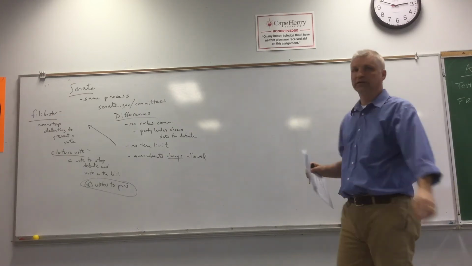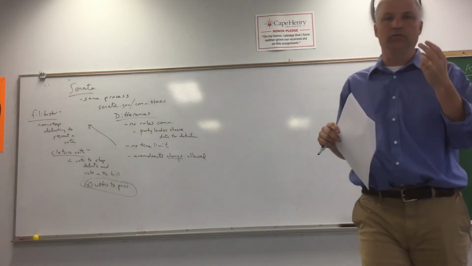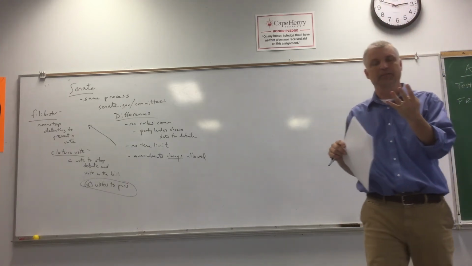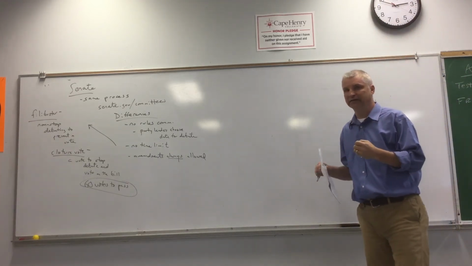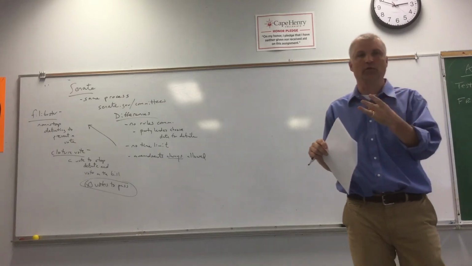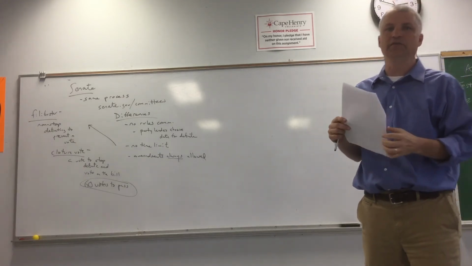Four places a bill can die in the House: subcommittee, committee, rules committee, on the floor of the House. Three places it can die in the Senate, the subcommittee, the committee, and then the whole Senate. So you got 7 different places that a bill can die.